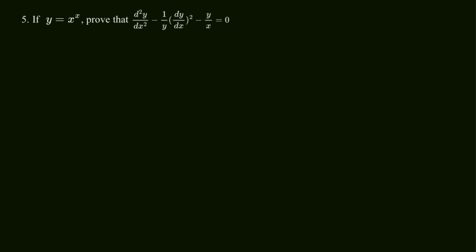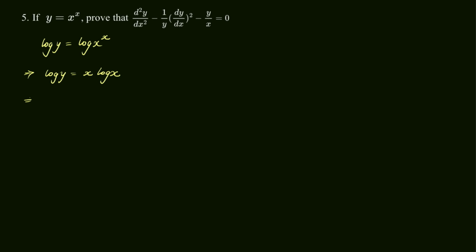So operating both sides with logarithm, we get log y equals log of x to the power x. So this implies log y equals x log x. Now let us differentiate both sides with respect to x, then we will have d/dx of log y equals d/dx of x into log x.